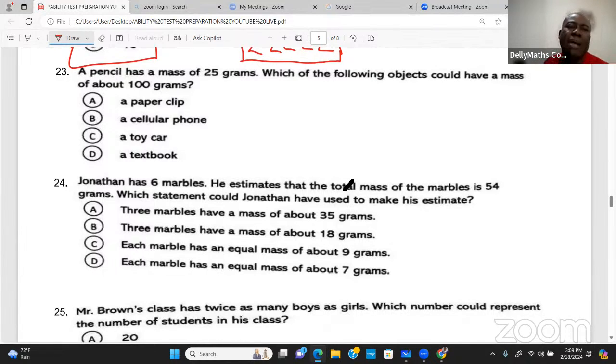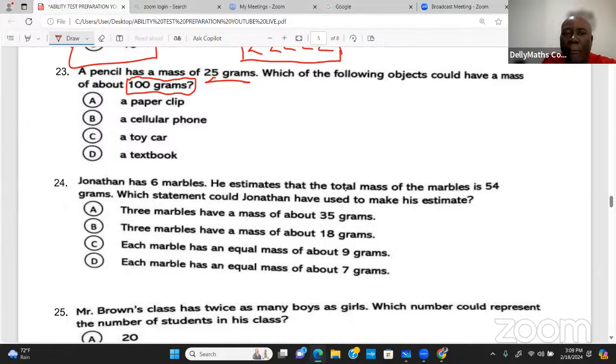23 says a pencil has a mass of 25 grams. Which of the following objects could have a mass of 100? Well, this one is kind of subjective to your experience. This one is kind of rough for you to really answer. It's all about your experience with other stuff. But basically, we could come up with a good enough estimate here.